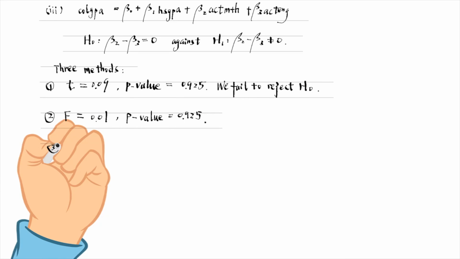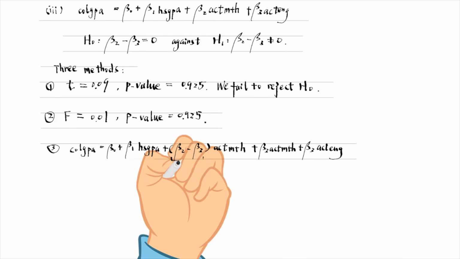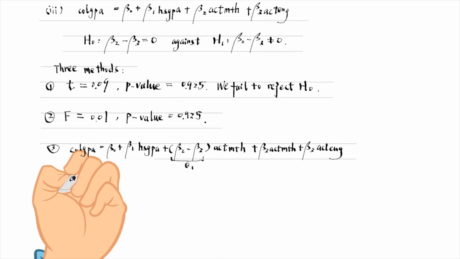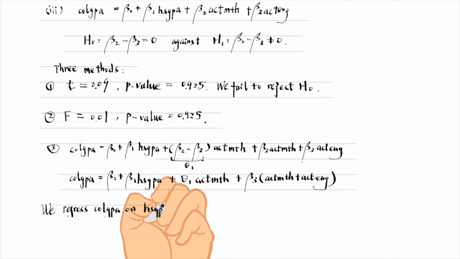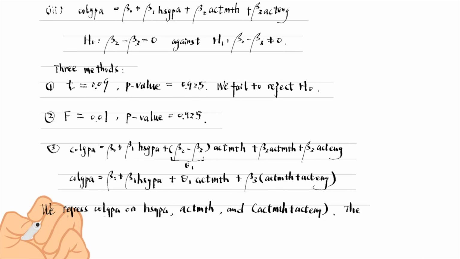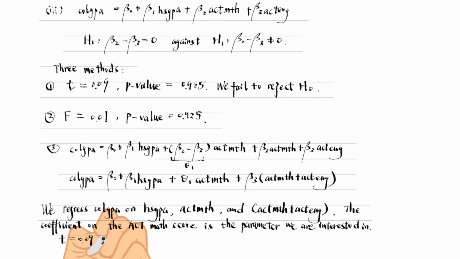The third way to obtain the p-value is to rearrange the variables and define a new parameter, theta1, as beta 2 minus beta 3. We regress college GPA on high school GPA, ACT Math score, and the sum of ACT Math and English scores. The coefficient on the ACT Math score is theta1, the parameter we are interested in. The t-statistic and the p-value are the same as we use the command lincom.